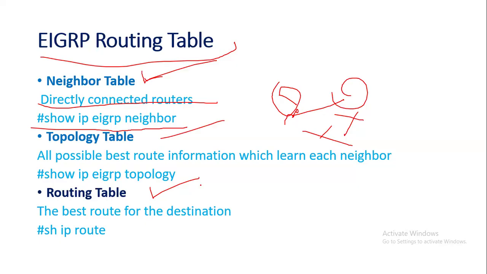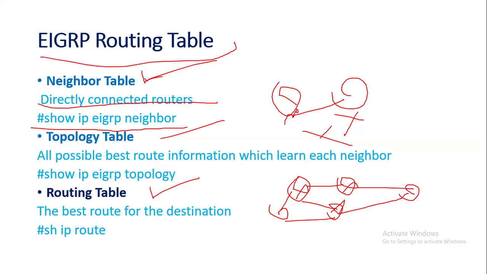Let's take an example of the topology table. I have four routers, and I want to go from A to E.